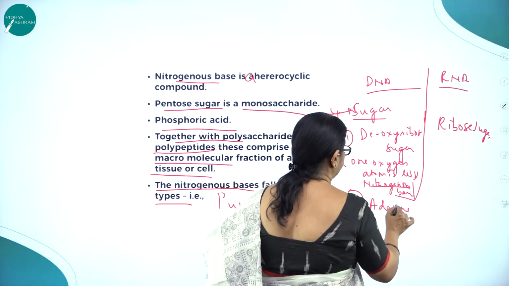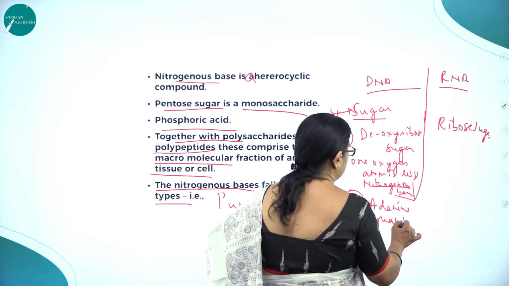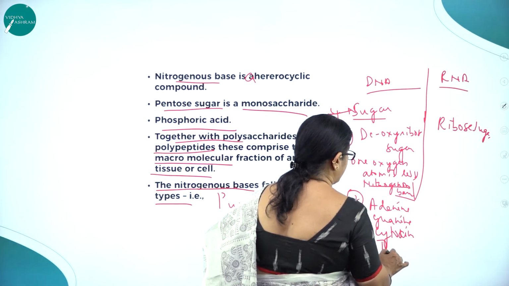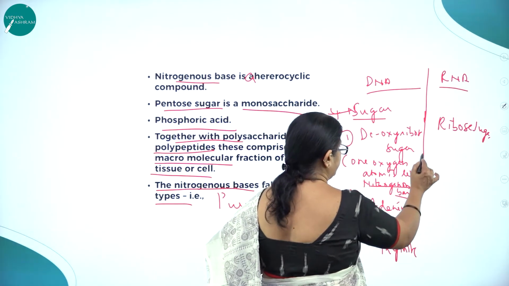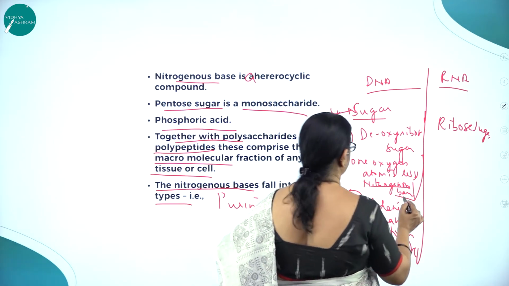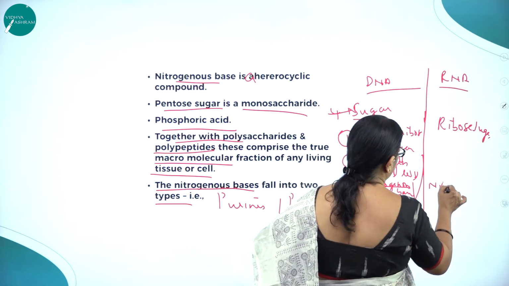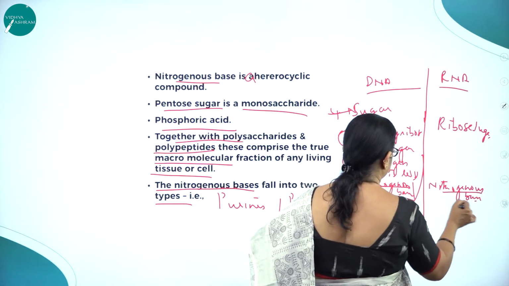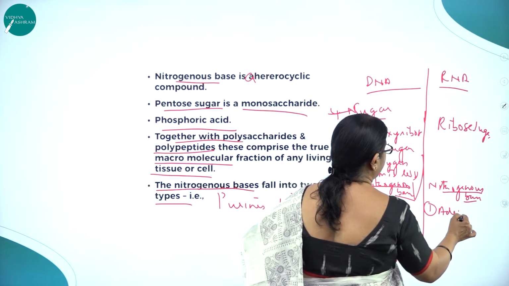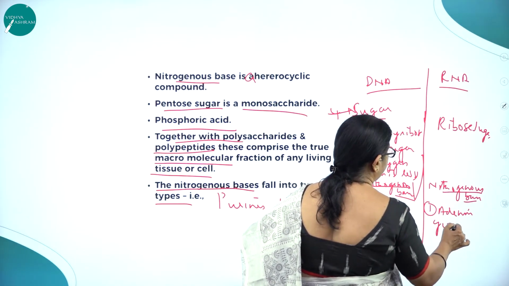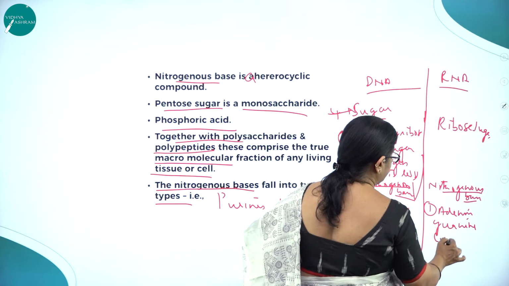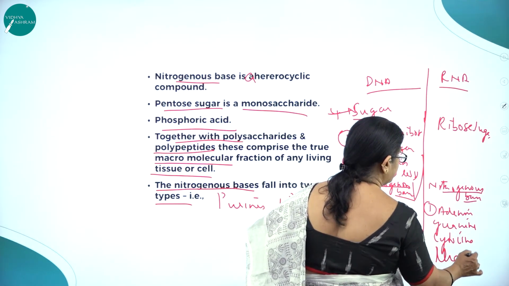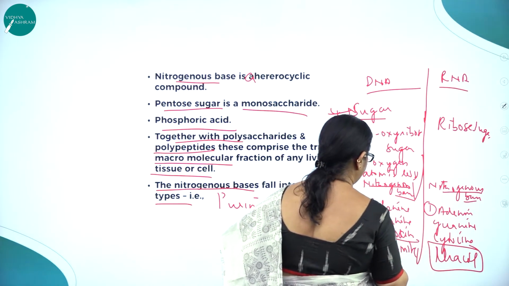In DNA they are adenine, guanine, cytosine and thymine. Here, what are the 4 nitrogenous bases? Here it is adenine, guanine, cytosine and uracil. See, here it is uracil, here it is thymine.